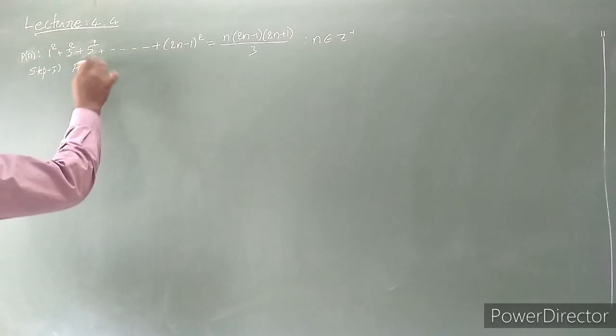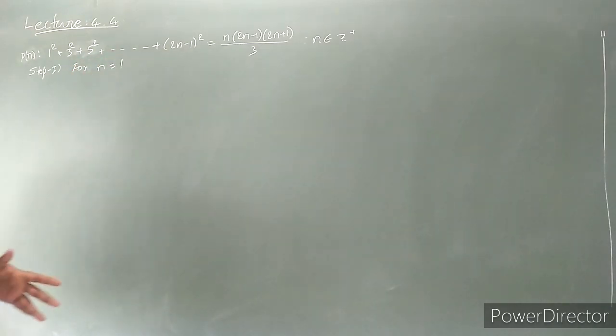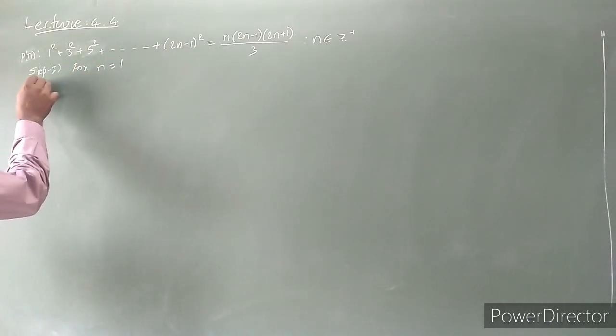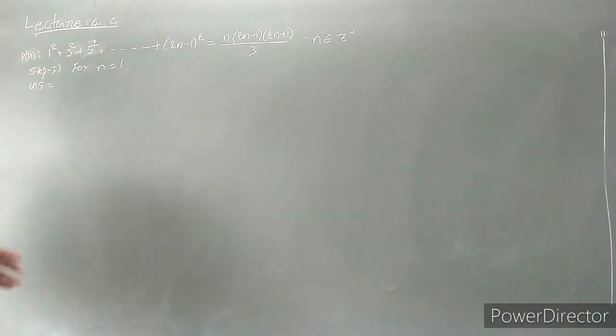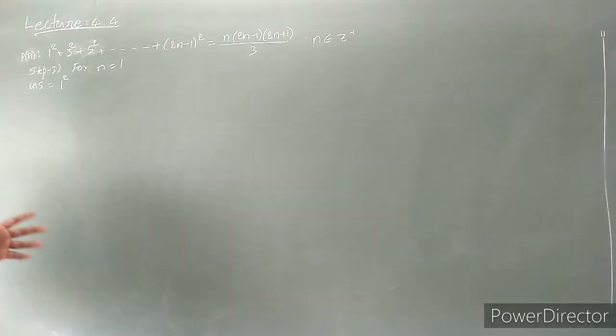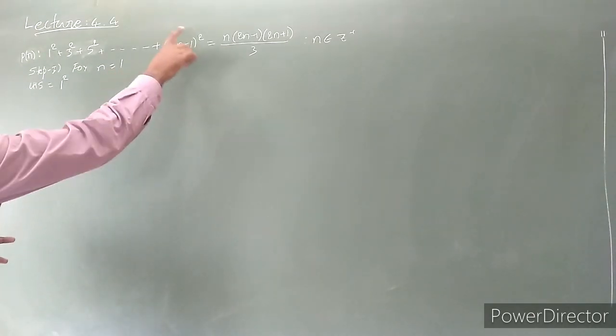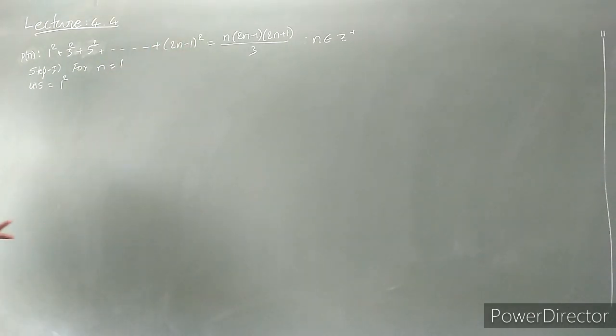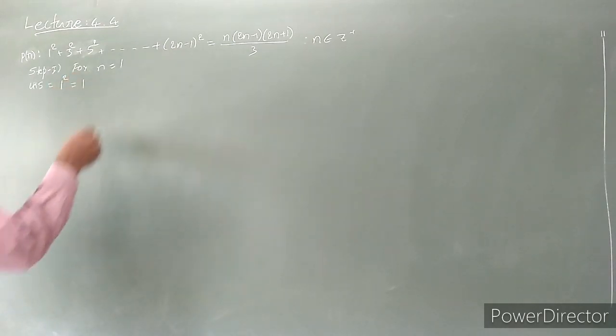For n equal to 1, check whether LHS is equal to the RHS. LHS value. What is the LHS value? First term of the LHS. What is the first term of the LHS? 1 square. Or else we just replace the n value in the nth term. Is that the answer? 1 square value is 1.